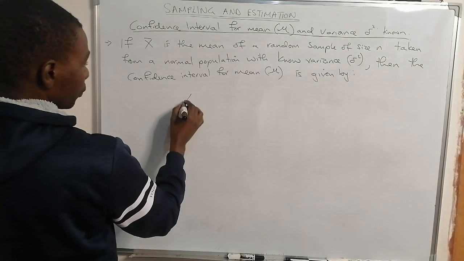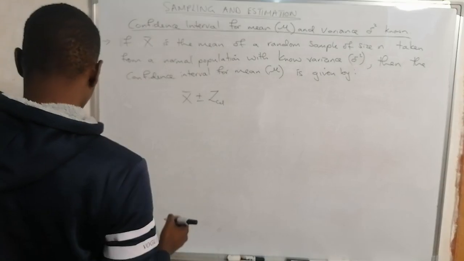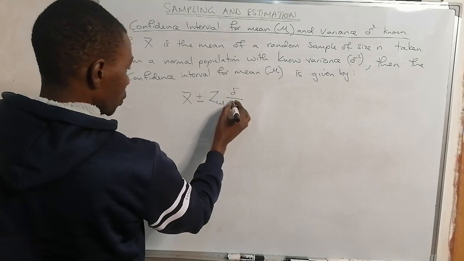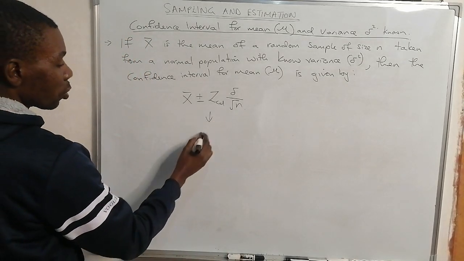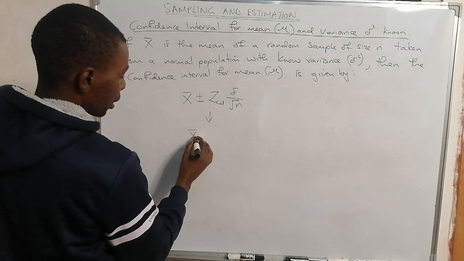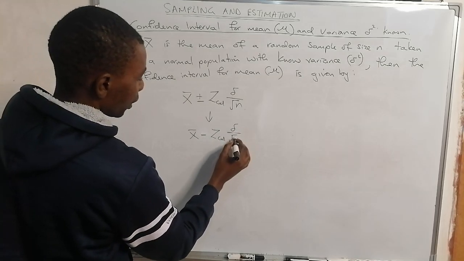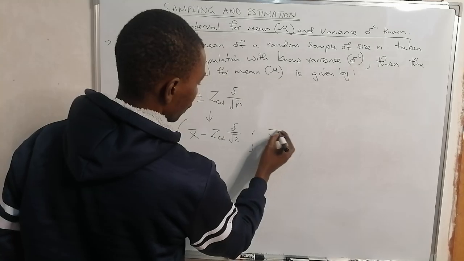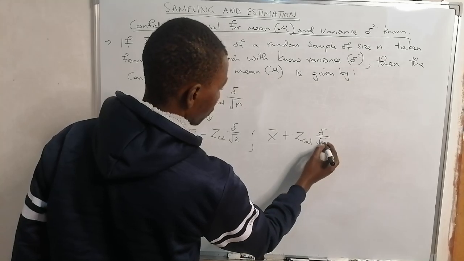x bar plus or minus z cal times sigma over root of n. That's the formula. So for the lower limit, it's x bar minus z cal sigma over root of n, then the upper limit is x bar plus z cal sigma over root of n.